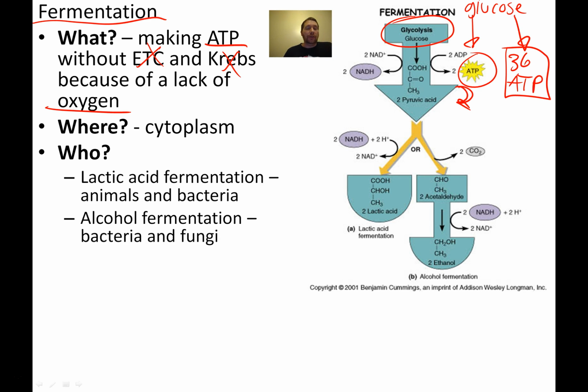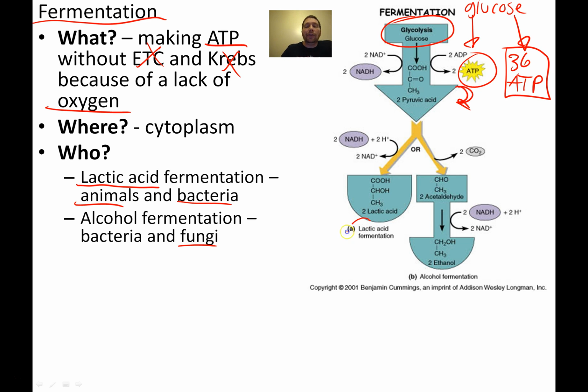Now, what can do this? There's only a couple of groups of organisms that can do this. Bacteria, animals, and fungus can do this. Plants don't have to do this because they have all the oxygen they need because they can make their own oxygen with photosynthesis. Now, animals and bacteria do a type of fermentation that's called lactic acid fermentation.